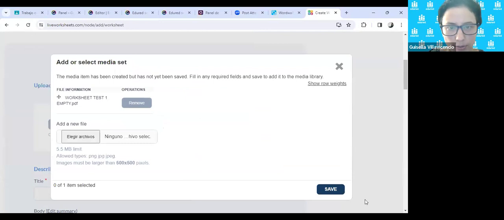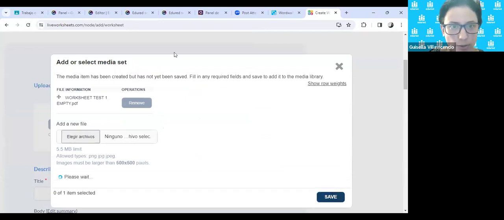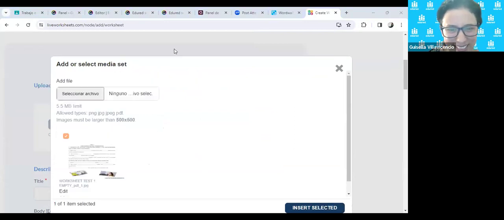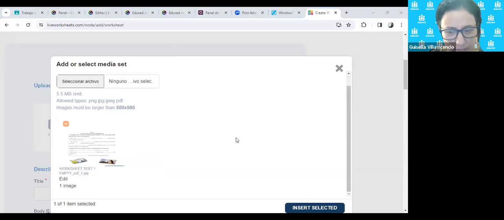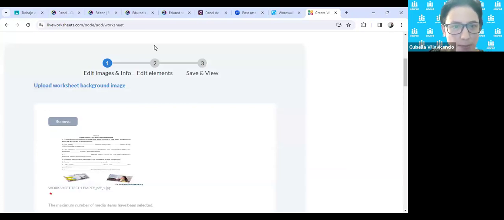Estoy subiendo. Ahí está. Estoy subiendo el PDF aquí. Yes, Reyes Caldas. It's easier. Yeah, it's very easy. Ya. Ya subí mi PDF.